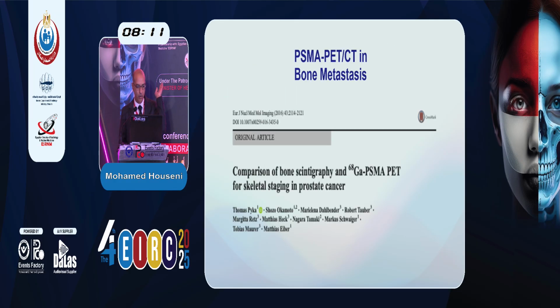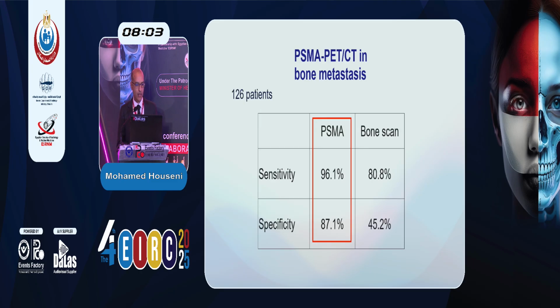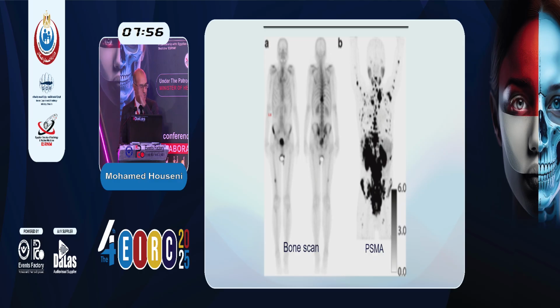Now, looking at the bone deposits, comparing the PSMA PET-CT to the bone scan, the PSMA is more sensitive and specific in detecting bone deposits. And you can see here, this is the same patient. The bone scan is detecting a few active metastatic lesions in this patient. And the same patient imaged with the PSMA PET-CT indicates widespread active deposits in the bone.